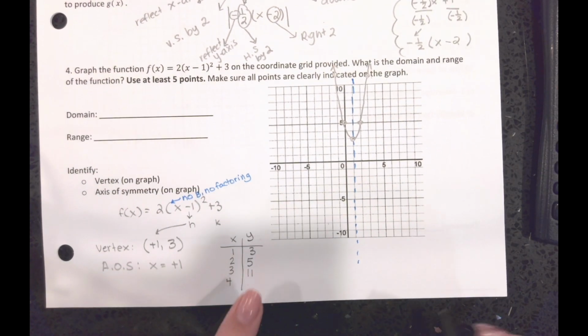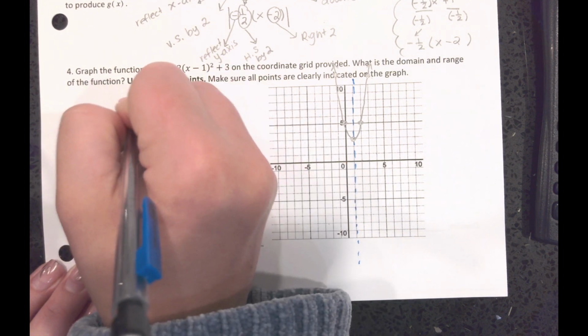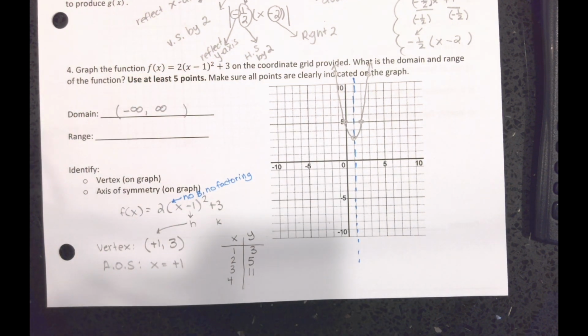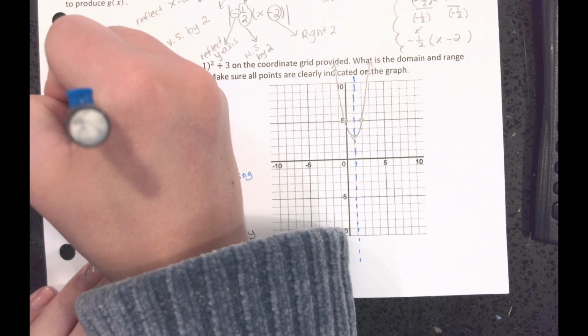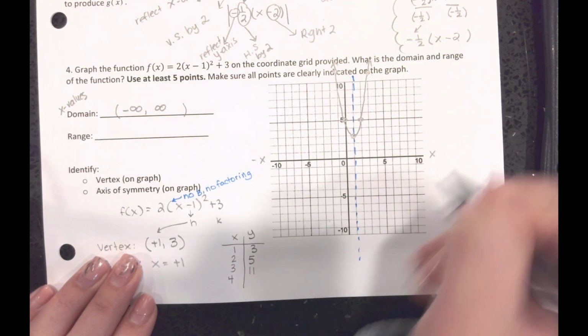Domain is always going to be the same, so there's really nothing to think about for domain. It's always going to be negative infinity to positive infinity. You can also write all real numbers. If you want to use set notation, interval notation, English, that's fine. If you want to write all real numbers, that's okay as well. Now, domain talks about the possible x values. So these are your values on the x-axis.